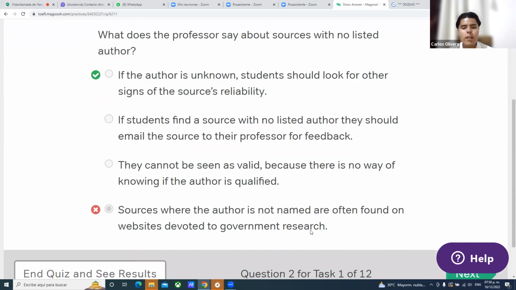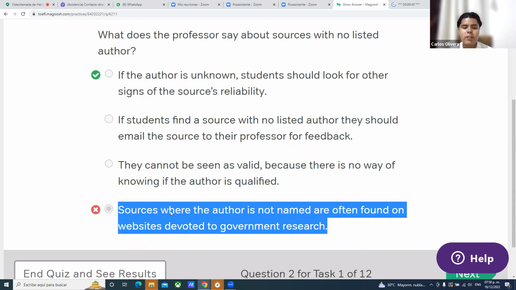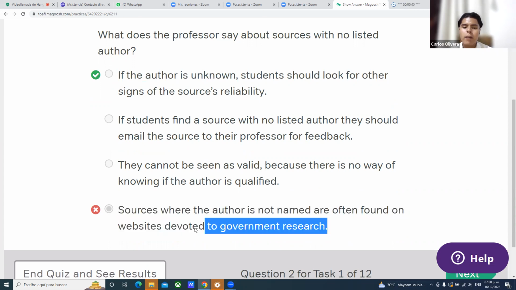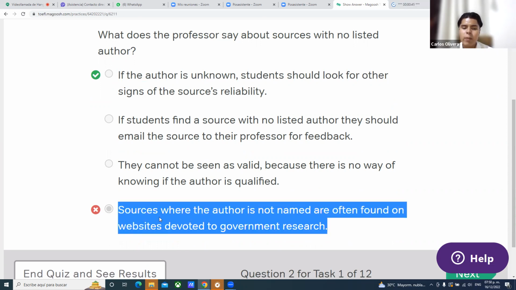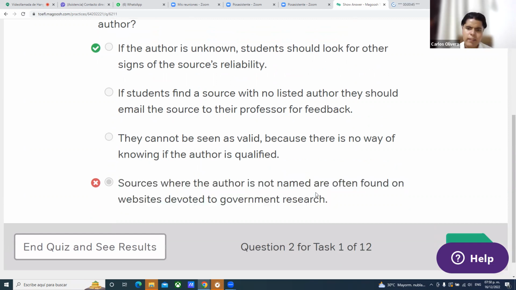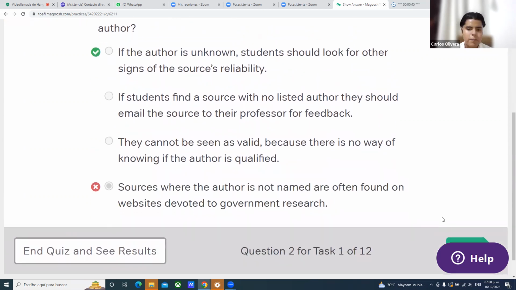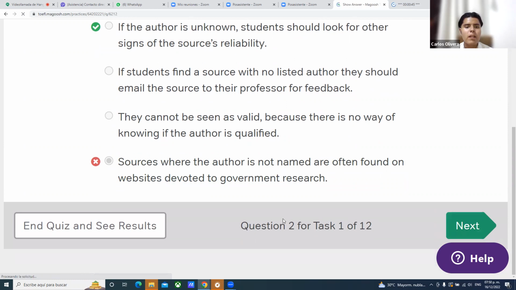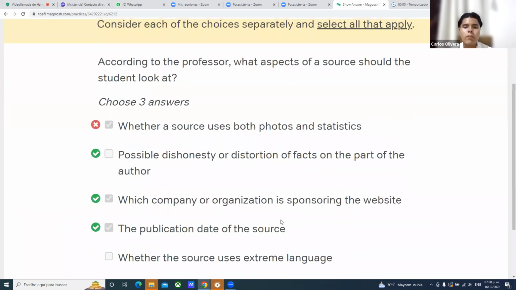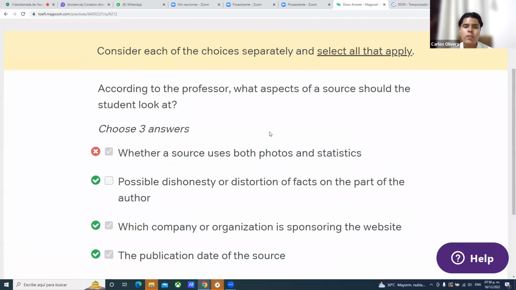And the D answer is not correct because sources where the author is not named are often found on websites devoted to the government's research. Well, that was never brought to the table, right? Like if they were just part of government research, well, the professor never said this anyways. Okay, but don't worry, as I say, it's just a little bit confusing sometimes. Very good response anyways.